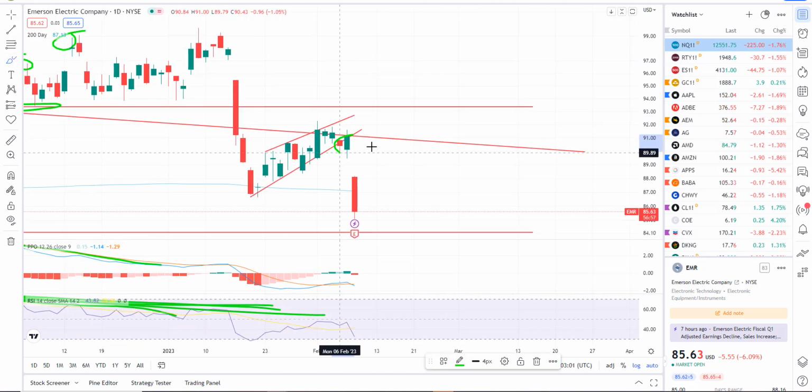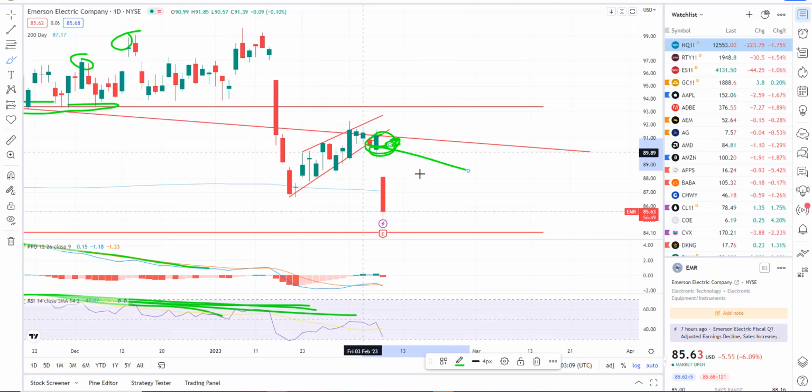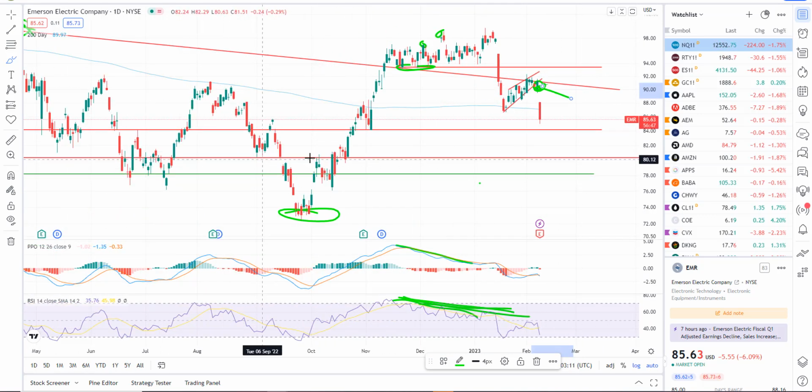Okay, so I did talk about that, especially in the private member group. I gave that one out in the private member group as a decent short right there, and I was expecting more downside. Sure enough, 6%, so that's nice and profitable.